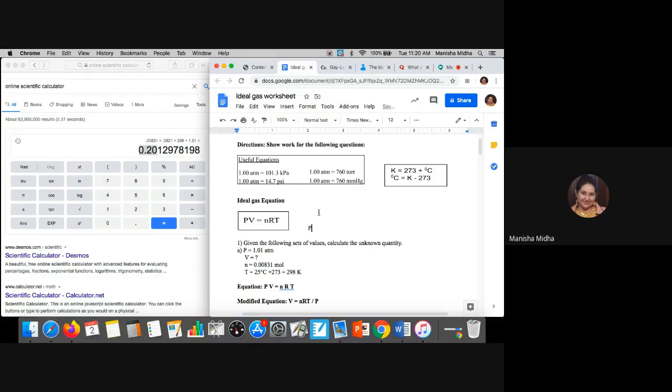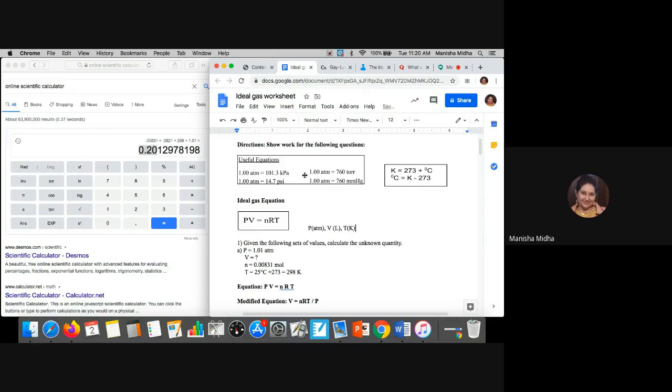Pressure, the units should be ATM. Volume should be in liters. Temperature should be in Kelvin. And anything else? That's it. So, make sure you do those conversions.